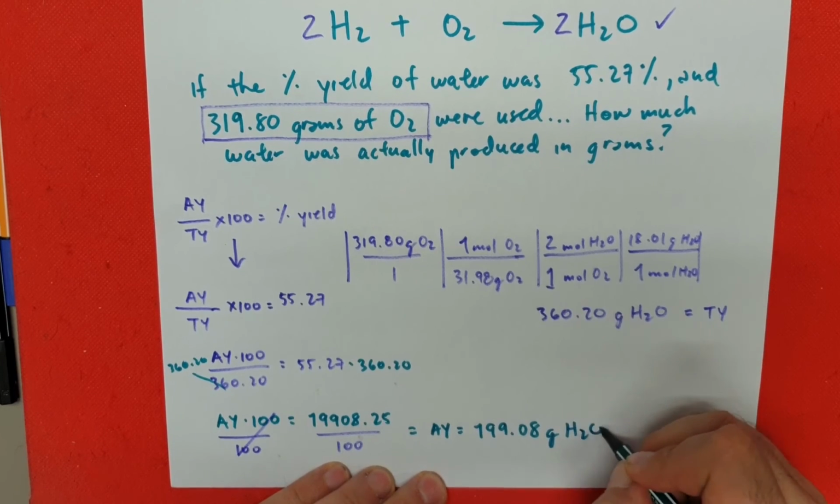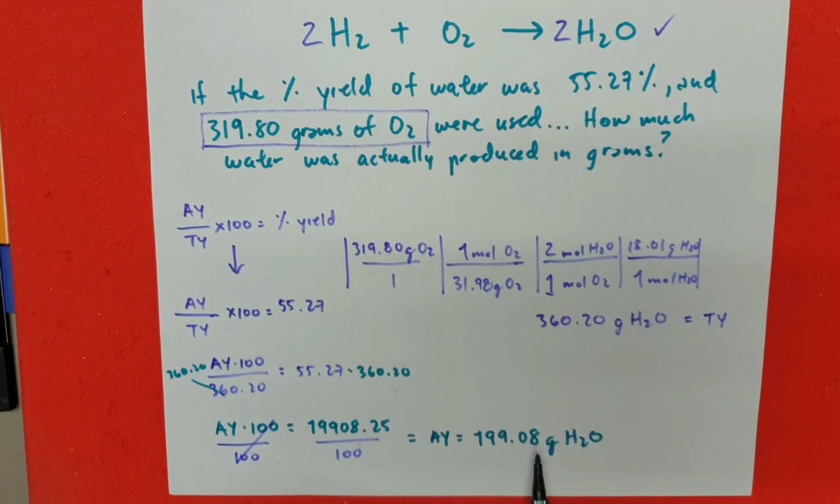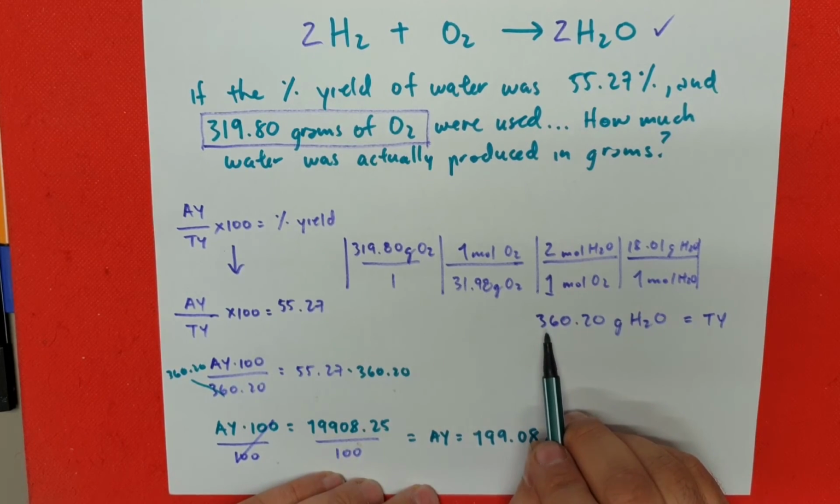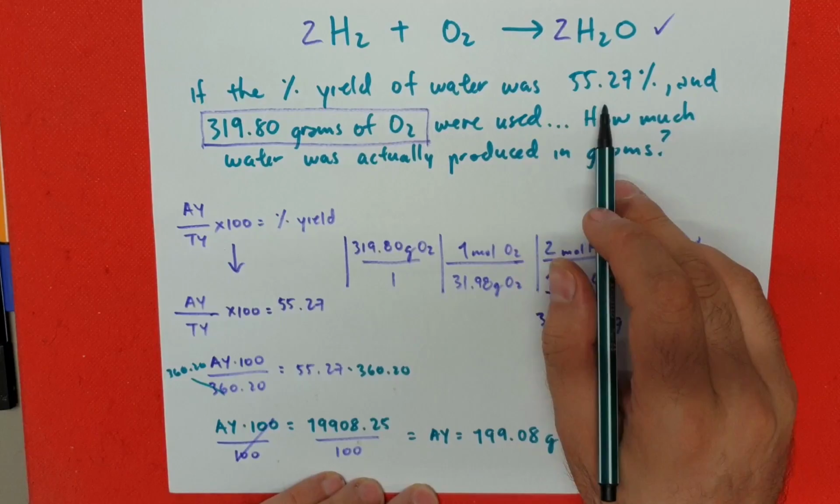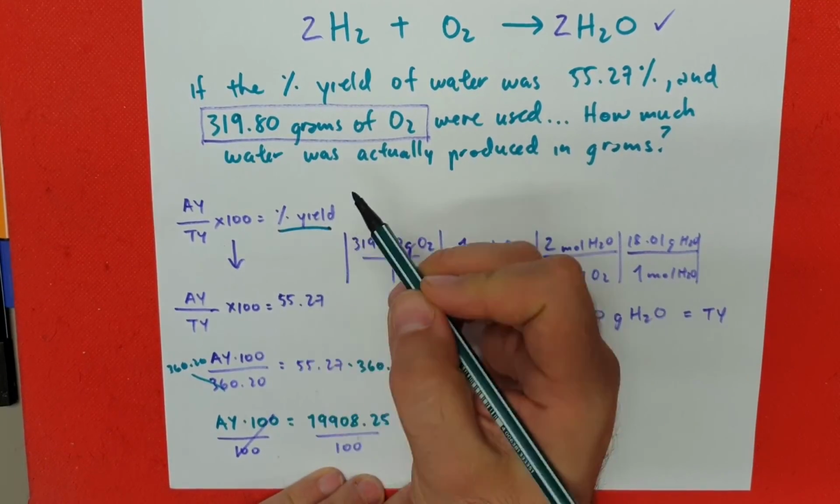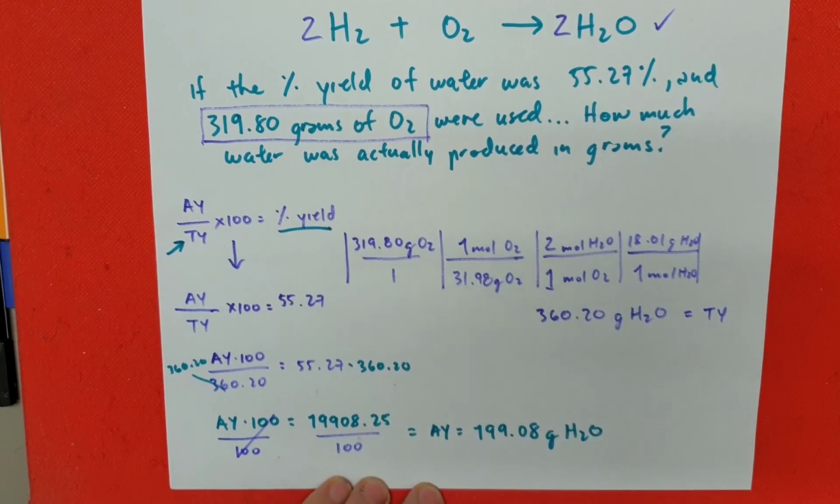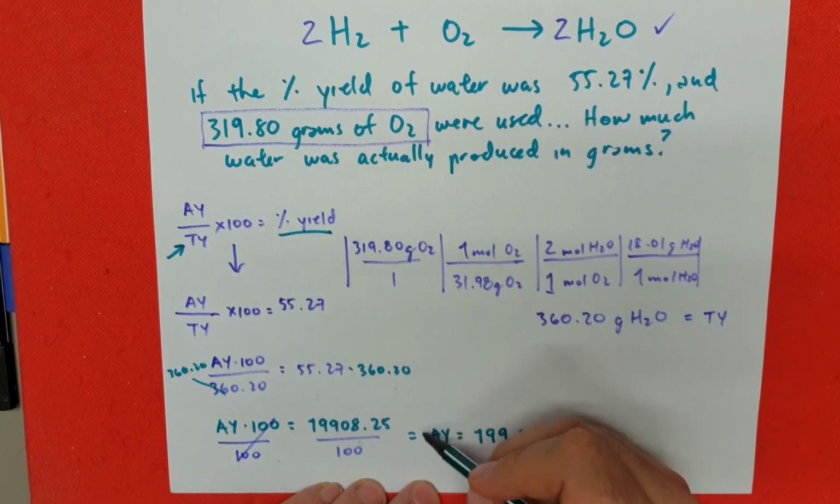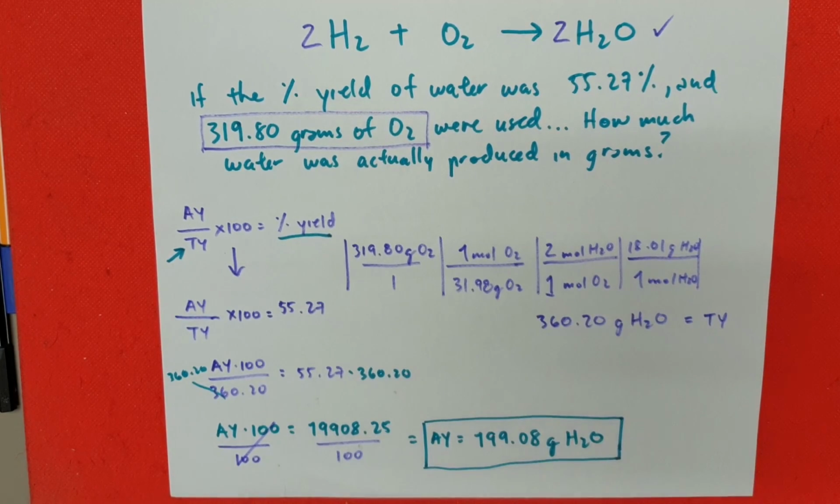Grams of water. So we actually produced 199.08 when we should have produced theoretically 360, and we got this from the reverse exercise where we were given the percent yield and we were given the way to calculate theoretical yield, and then we did some algebra, and my actual yield of water is 199.08 grams.